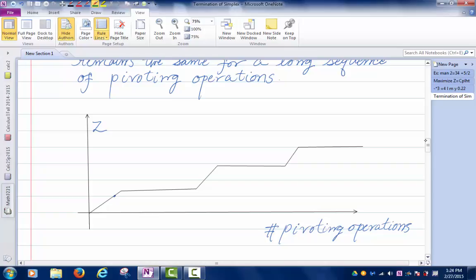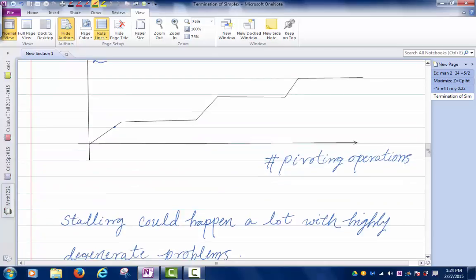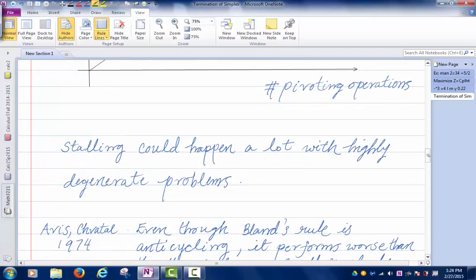Here we don't have good news. Here stalling could happen a lot. Stalling could happen a lot with highly degenerate problems. There are problems that, by the very nature of the linear program, are highly degenerate, and we're going to see next week, or when we come back, geometrically what's the meaning of degenerate dictionaries. And for highly degenerate problems, stalling can happen a lot.